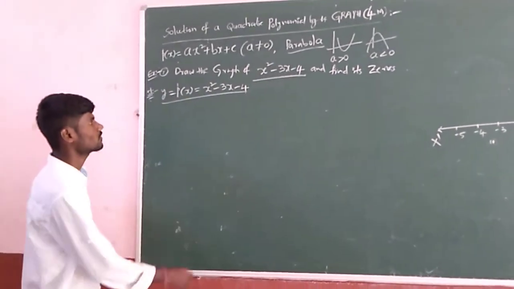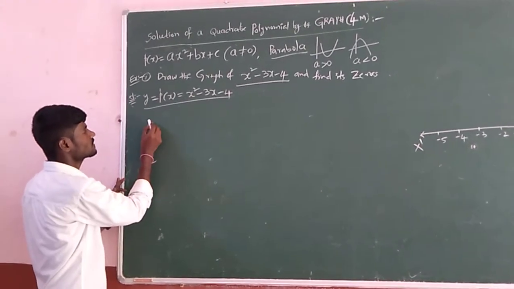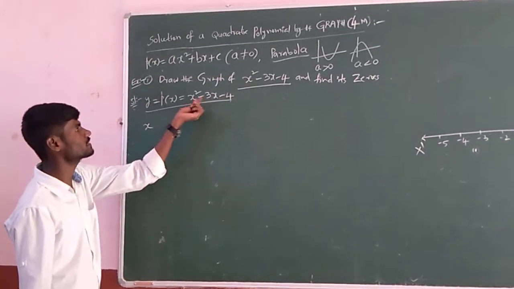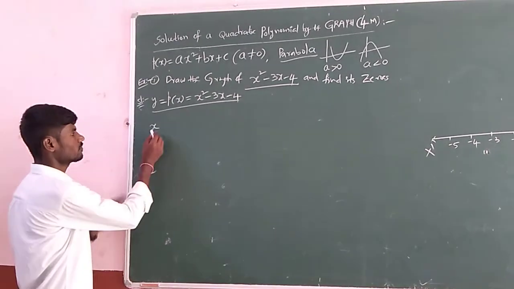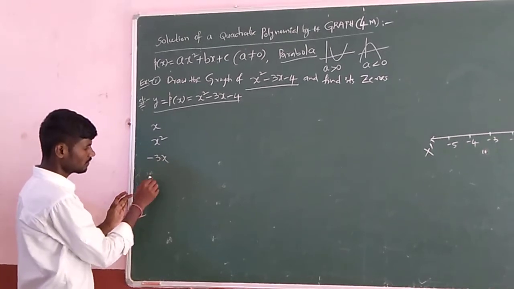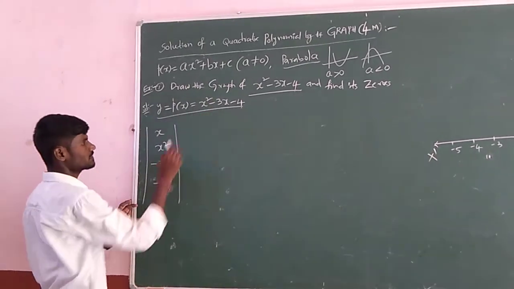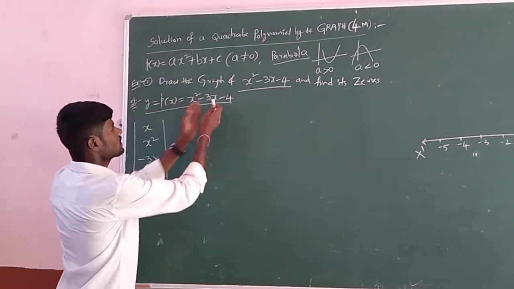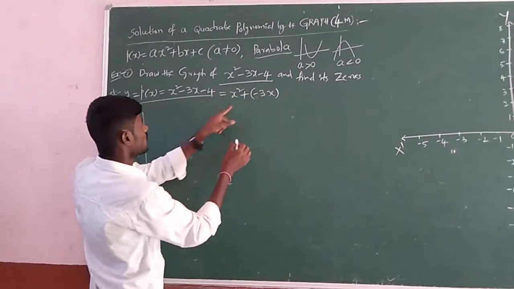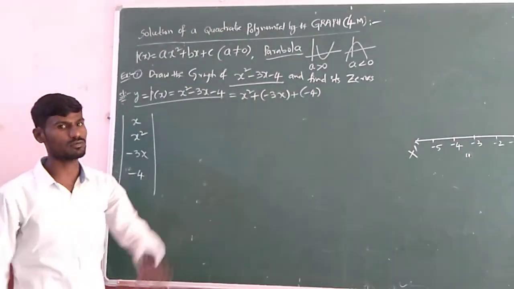So let us take the table. While taking the table, for every x we will get y. That's why first we have to take x. Then observe how many terms you have; for each term take a column in the table: x, then x square, then minus 3x, and minus 4. Are you observing? x square, minus 3x, minus 4. Between these three terms, indirectly we have a sum only: x square plus or minus 3x plus or minus 4. For your understanding I am saying this, or you may write it, no problem.